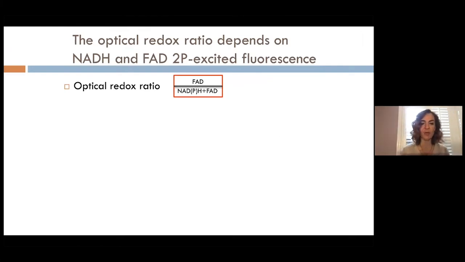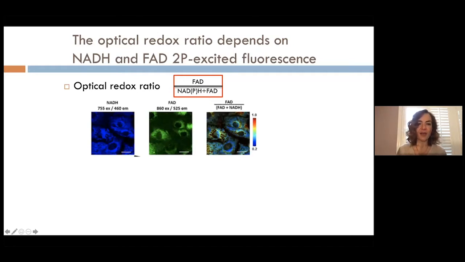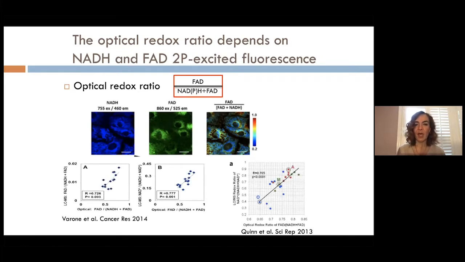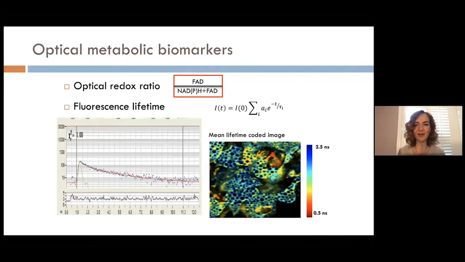One of these metrics of metabolic function that we utilize is the optical redox ratio, which we define as the ratio of FAD autofluorescence to that of NADH and FAD. We can acquire images of NADH and FAD, and for every pixel in our images we can compute a redox ratio and display redox ratio coded images. We've shown that this metric correlates quite nicely with corresponding mass spec measurements. So we know we're measuring what we think we're measuring.